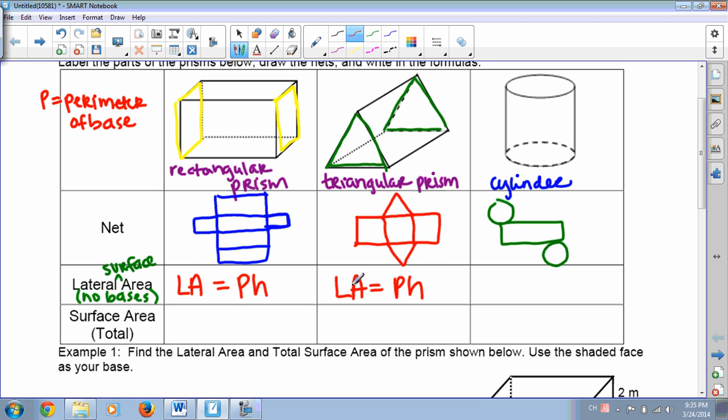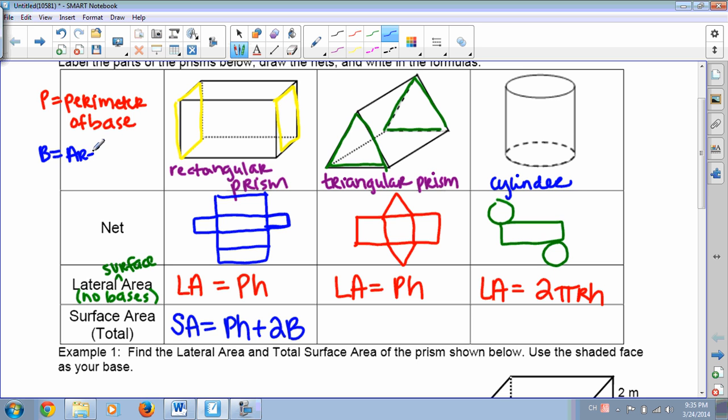Okay, and the lateral surface area of a cylinder is equal to 2 pi RH. And all of these formulas can be found on your orange or green formula charts that we have in class. The total surface area would include bases, so the lateral surface area plus the bases. So the total surface area, or in other words, just the surface area, is the lateral surface area plus the area of the bases, so 2 times big B. Big B stands for the area of the base.